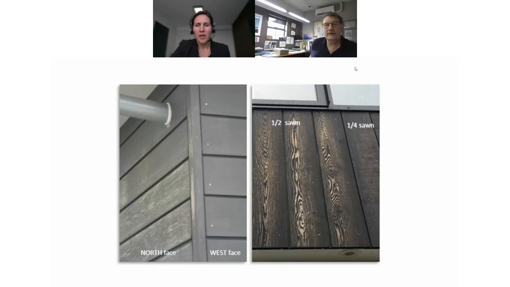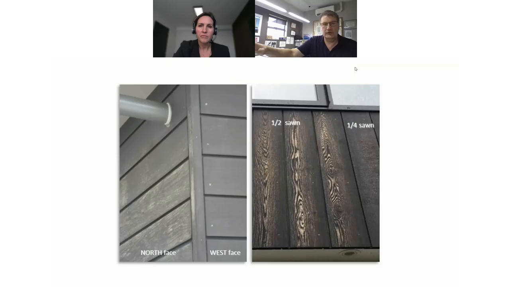So, just to clarify, John, go back to your earlier slide showing the cut of the log, between the flat sawn, your rift sawn and your quarter sawn. The half sawn and the quarter sawn. The half sawn, remember how the grain goes.